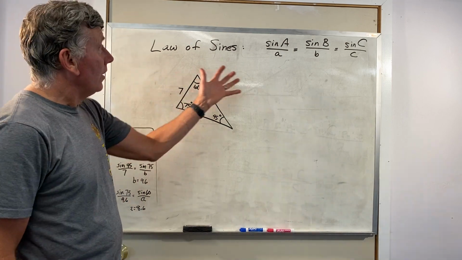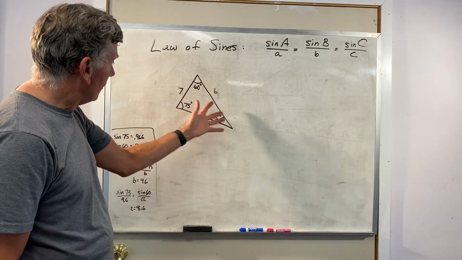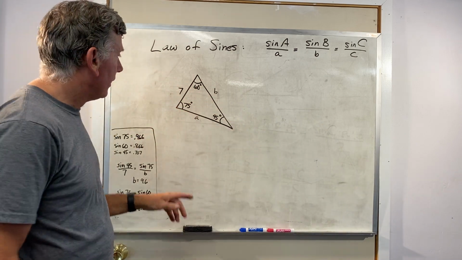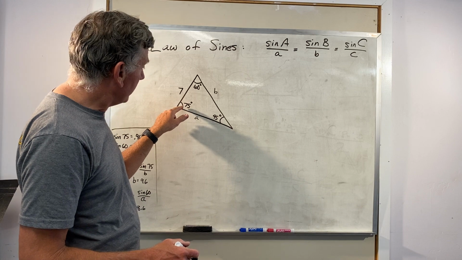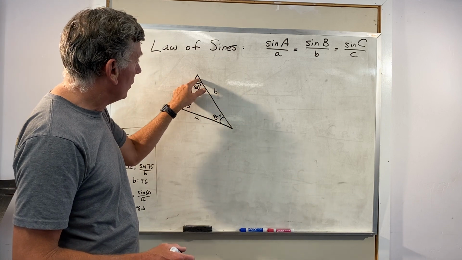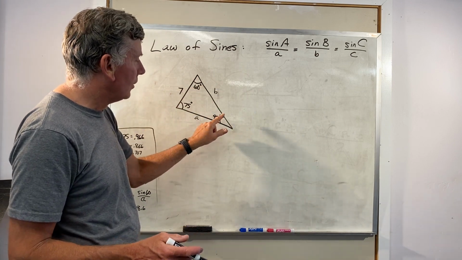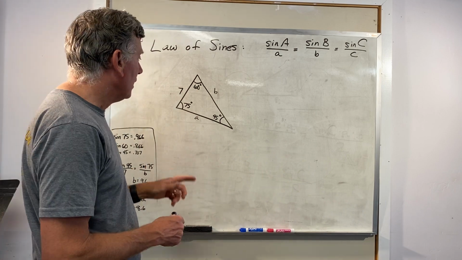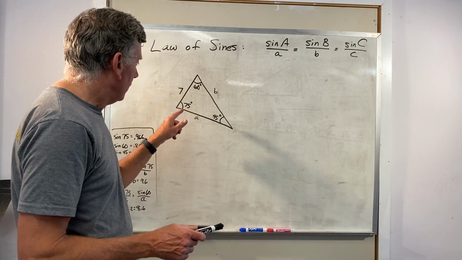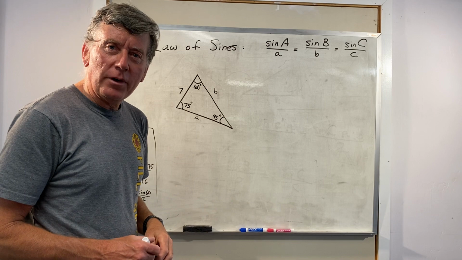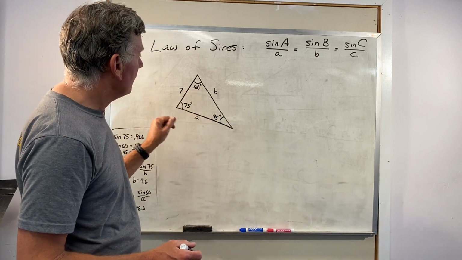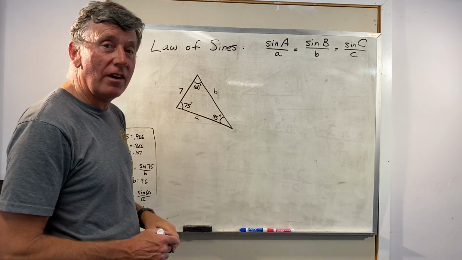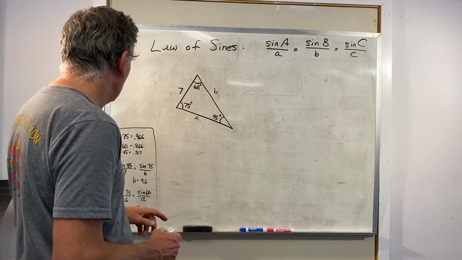In this example of the law of sines, I've drawn this plane triangle and I've assigned some angles. I've made this one look pretty close to 75, this one looks pretty close to 60, and this one looks pretty close to 45. You'll always want to check: do my angles add to 180? In this case, yes they do. 75 and 60 is 135, plus 45 is 180.